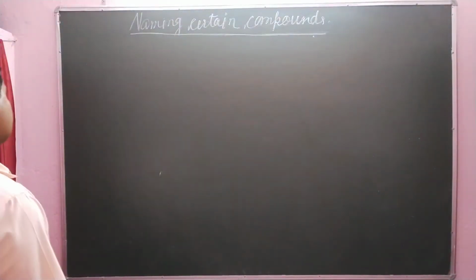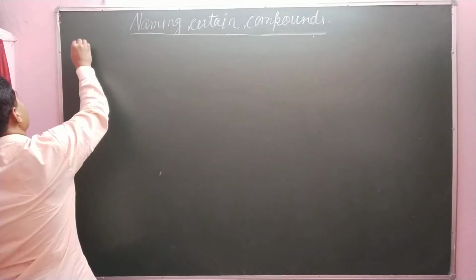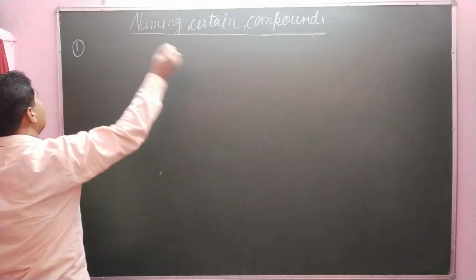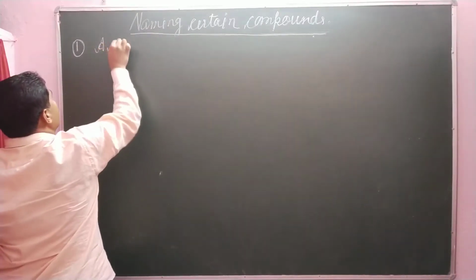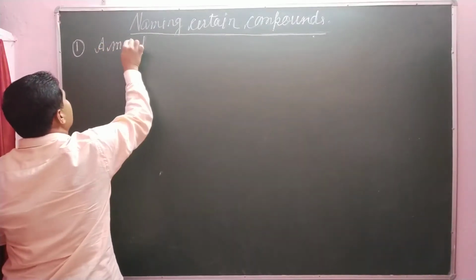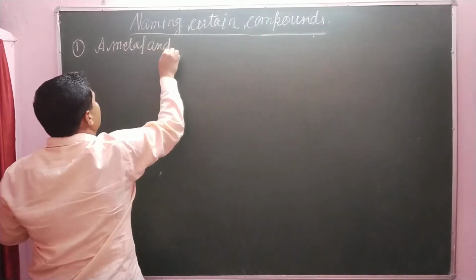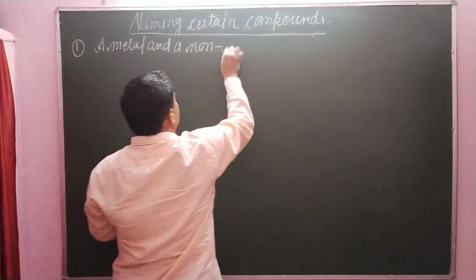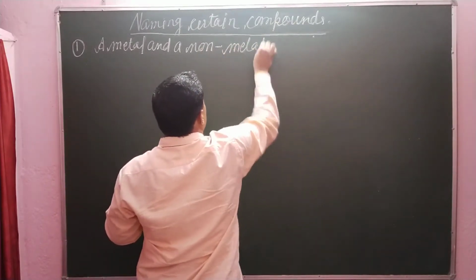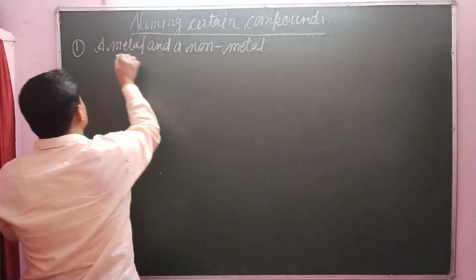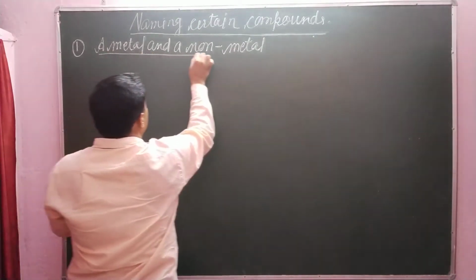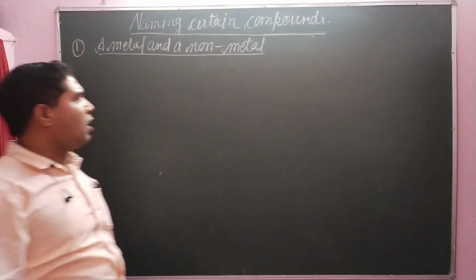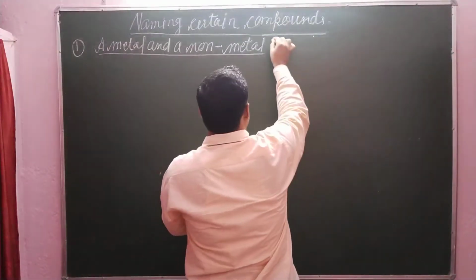So the first rule is: a compound which consists of a metal and a non-metal. So how to give the name?